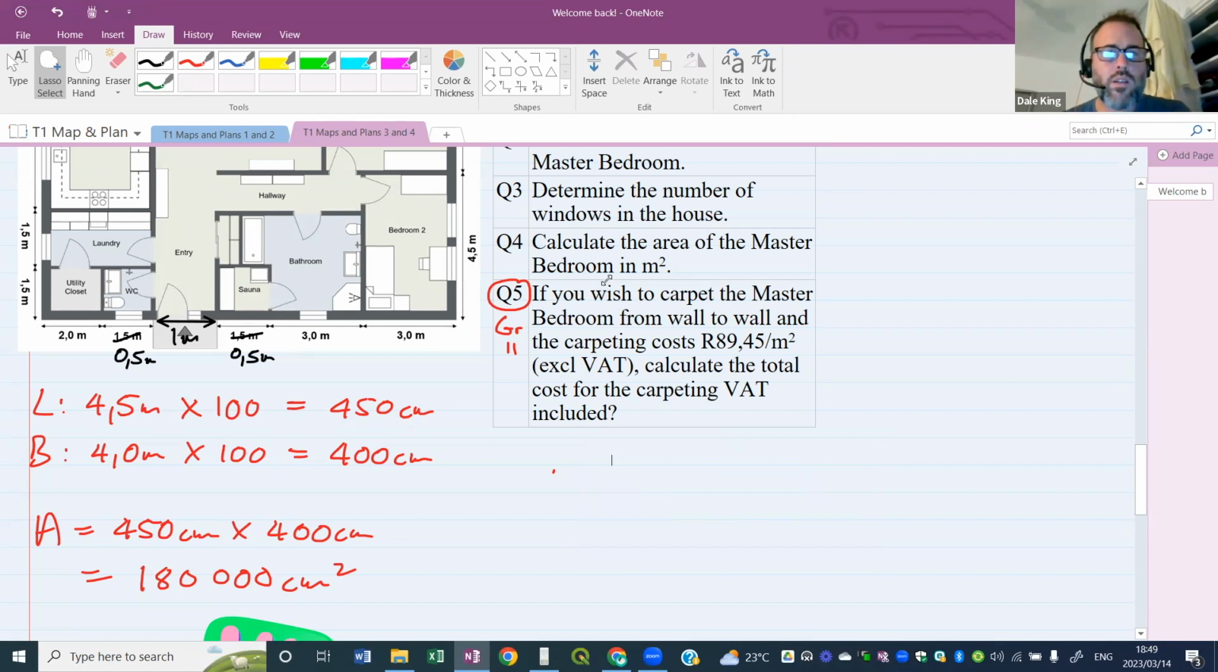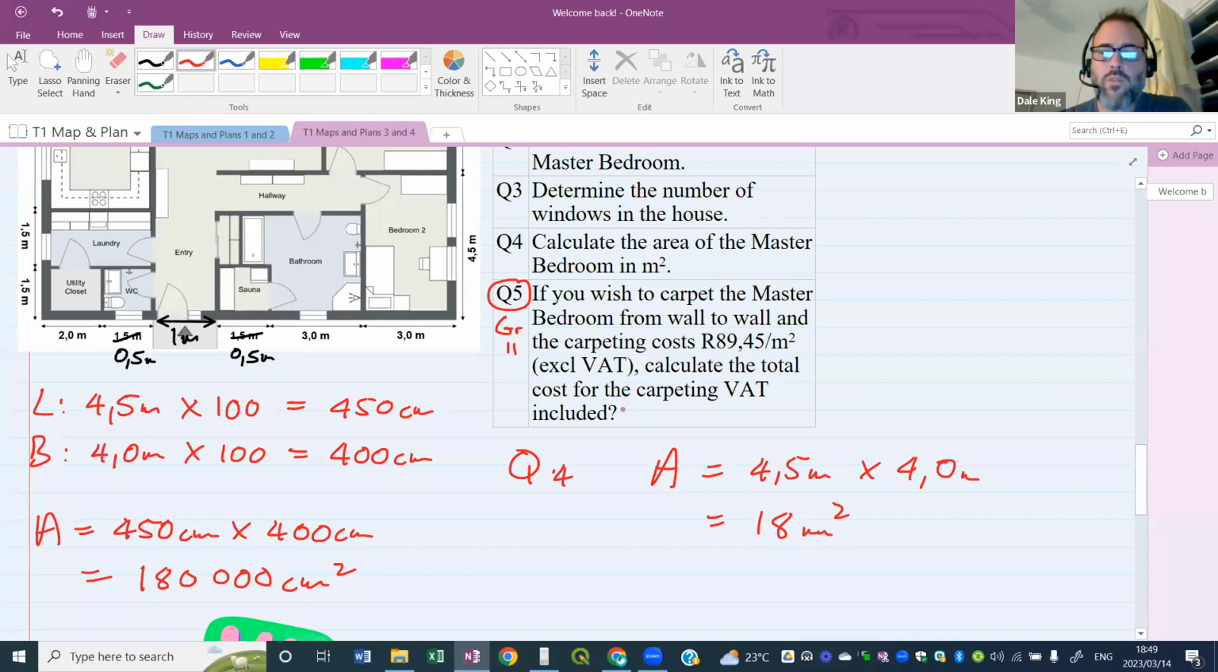All right. So question 4: calculate the area of the master bedroom in meters squared. And we had that answer for question 4. I'm going to write it out here again. Area is equal to 4.5 meters times 4 meters. This is what we all did first. And we all got an answer of 18 meters squared. And I said, guys, can you change it to centimeters squared?